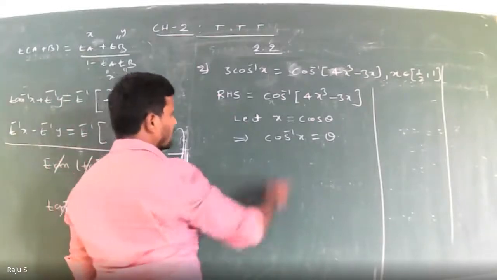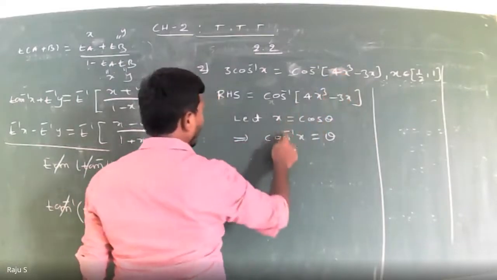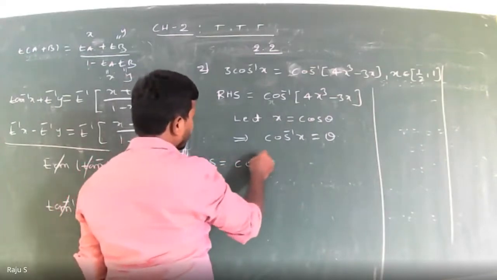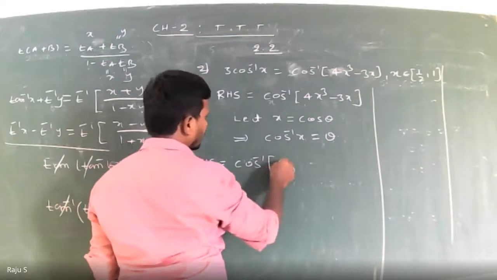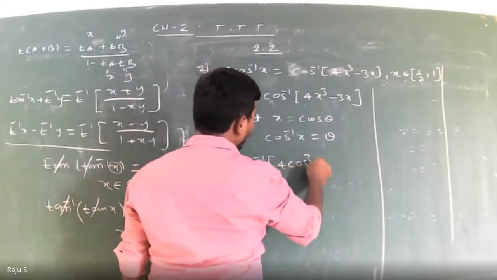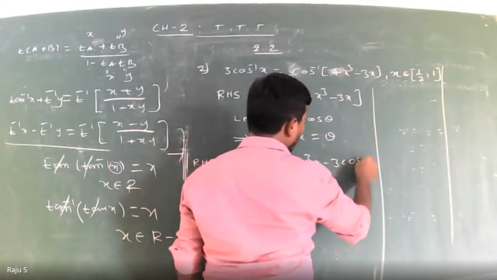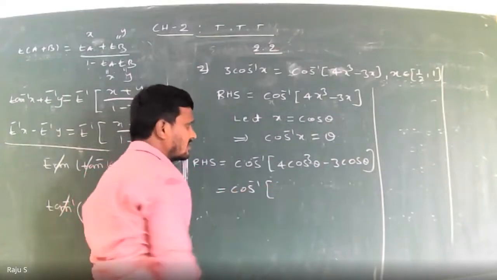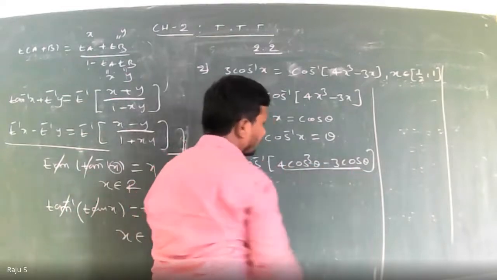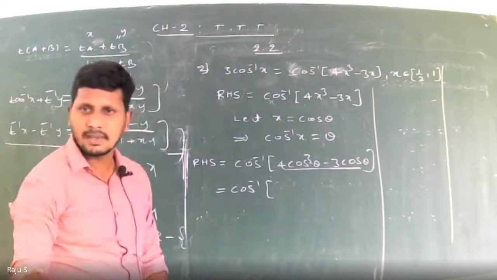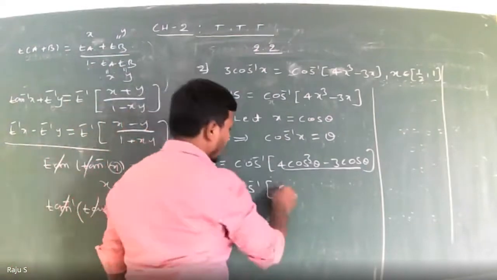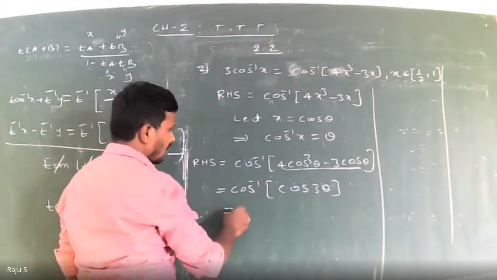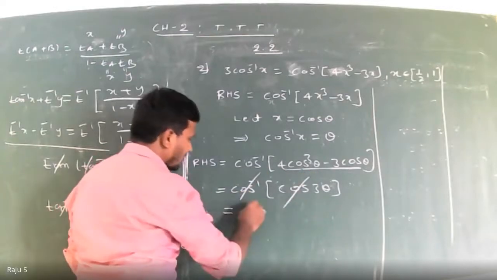So if I substitute the x value in RHS, now RHS clearly is equal to cos inverse of 4 cos cube theta minus 3 cos theta. Am I right? I substituted the x value. Since we know this formula, 4 cos cube theta minus 3 cos theta becomes cos 3 theta. Now since cos inverse cos gets cancelled, finally we got 3 theta.